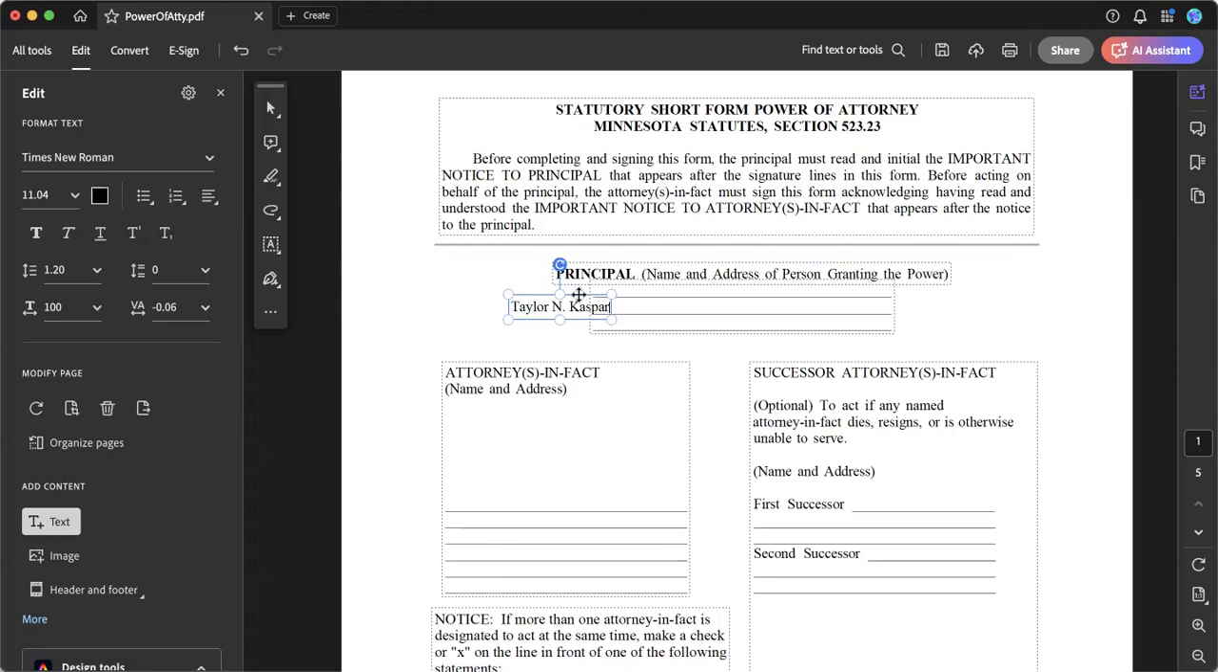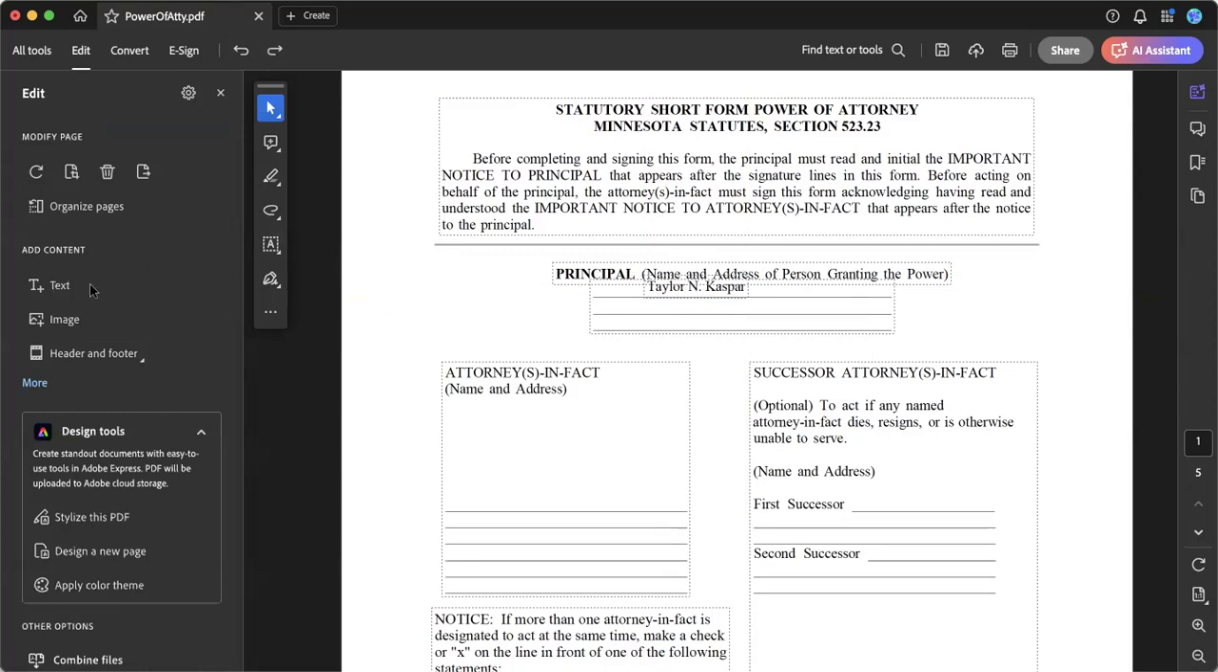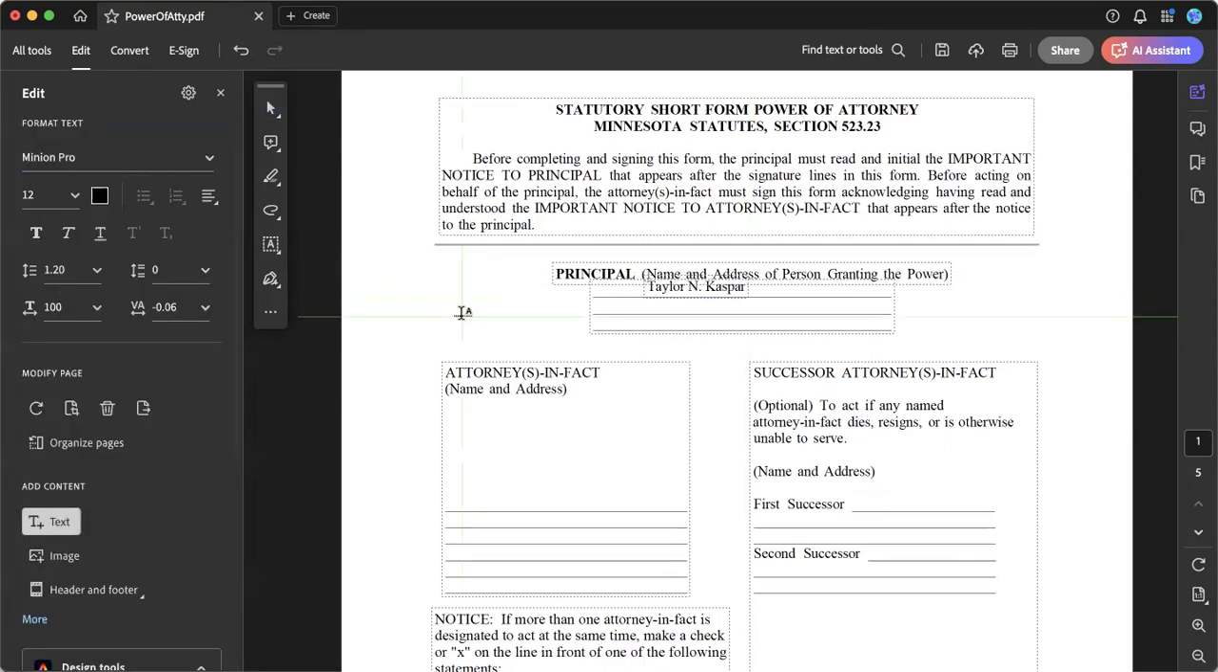But first things first, you, the person making the document, are the principal. So you'll put your name on the first line, and then after that, you'll put your street address, right in there, because you are the principal, you're the person who is making the document here today.